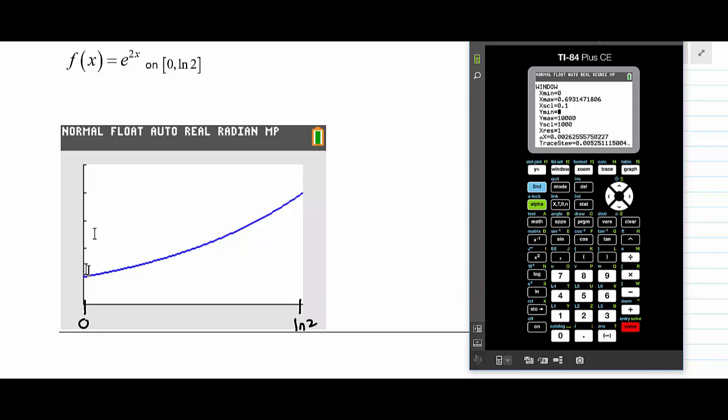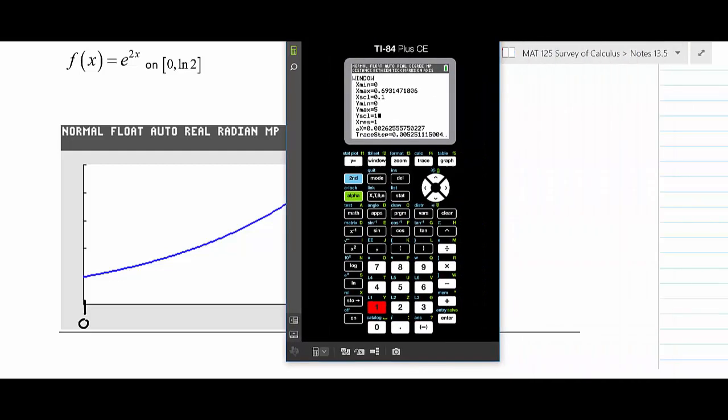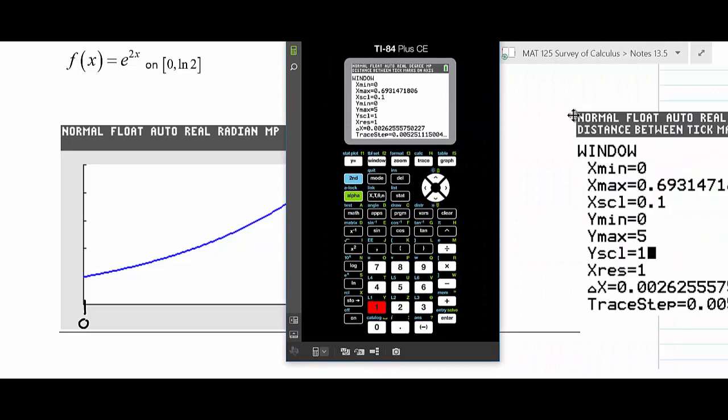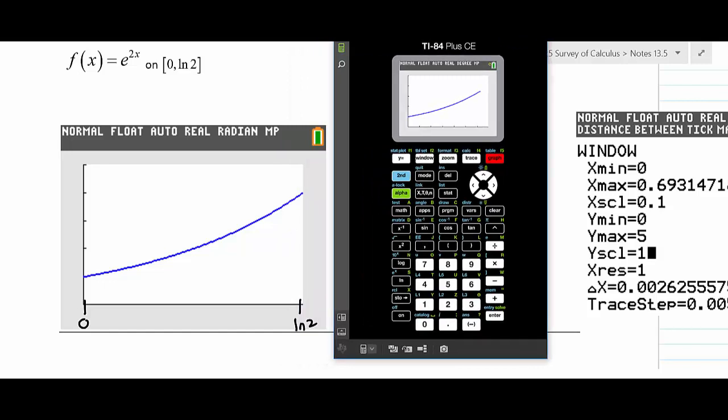Okay, I think on the y we're going to go like 0 to 5, and then do a scale of 1 like that. Okay, so you want to get that window put in, and then graph, and it should give you what I gave you anyway. Okay, like that.